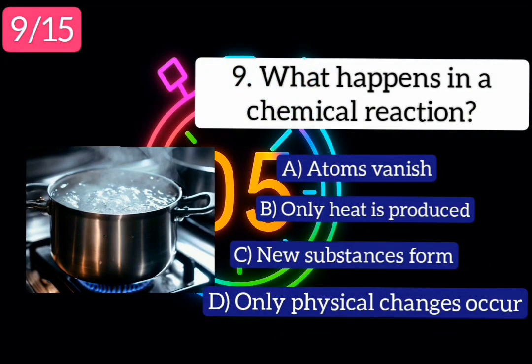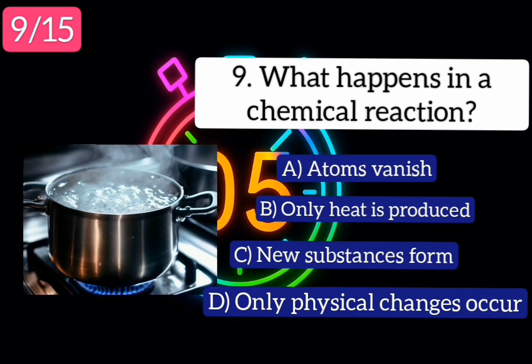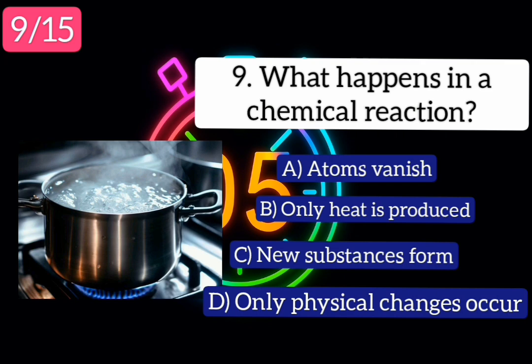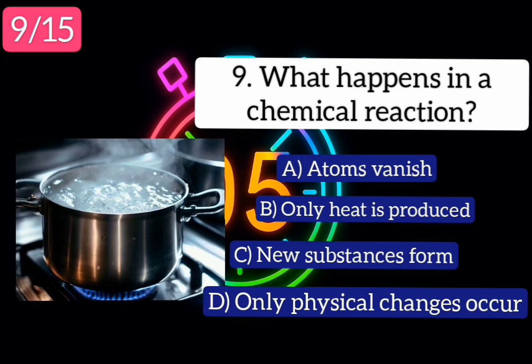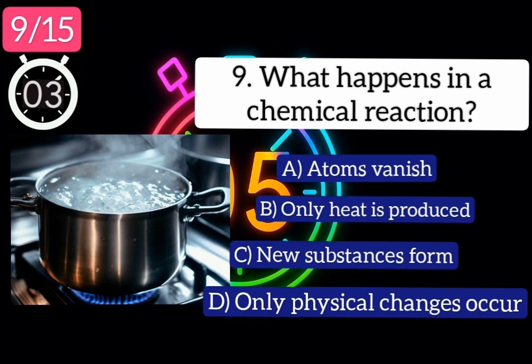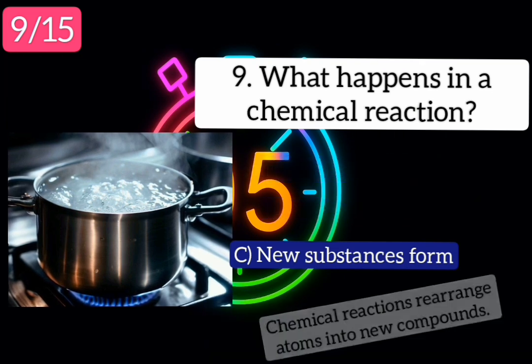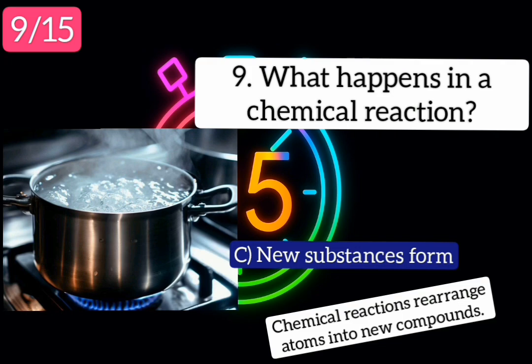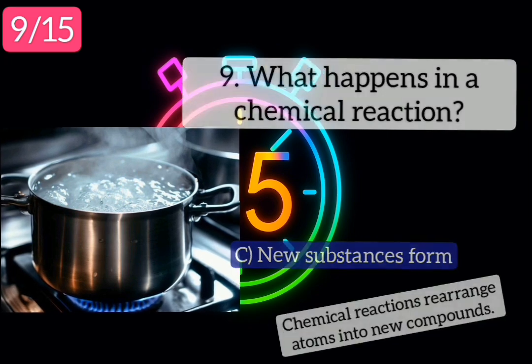What happens in a chemical reaction? Atoms vanish, only heat is produced. New substances form, only physical changes occur. The answer, new substances form. Chemical reactions rearrange atoms into new compounds.